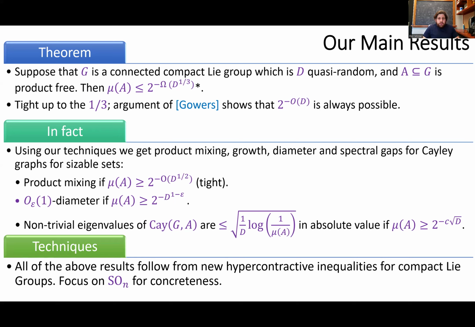So that's that. Well, how do we prove all of these things? The main technical contribution of this work is new hypercontractivity inequalities for compact Lie groups. And once you have that, all of these results that I said follow from kind of well-known arguments, so I'm not going to say anything about that. For the rest of the talk, I'm going to try to give you some hint as to how we establish these new hypercontractive inequalities, and I'm going to focus on SO(N).